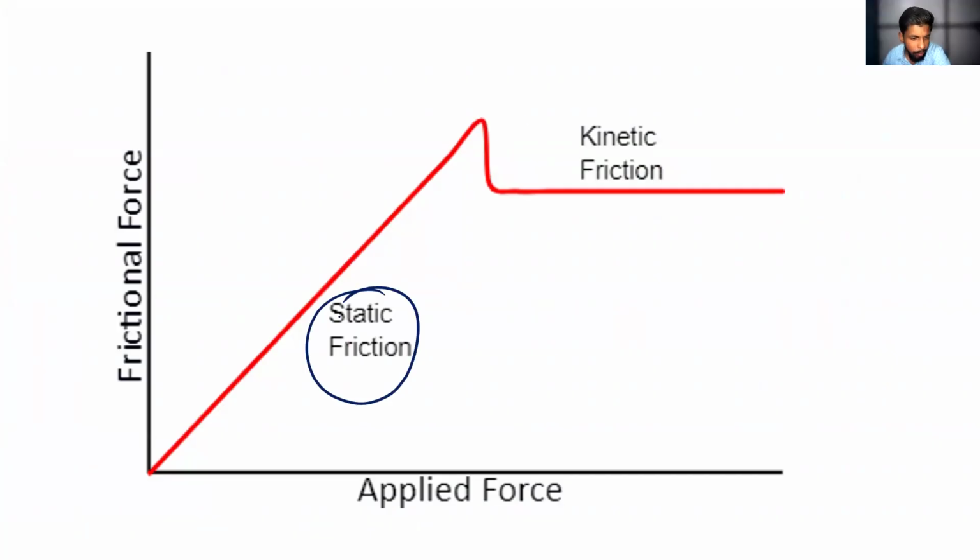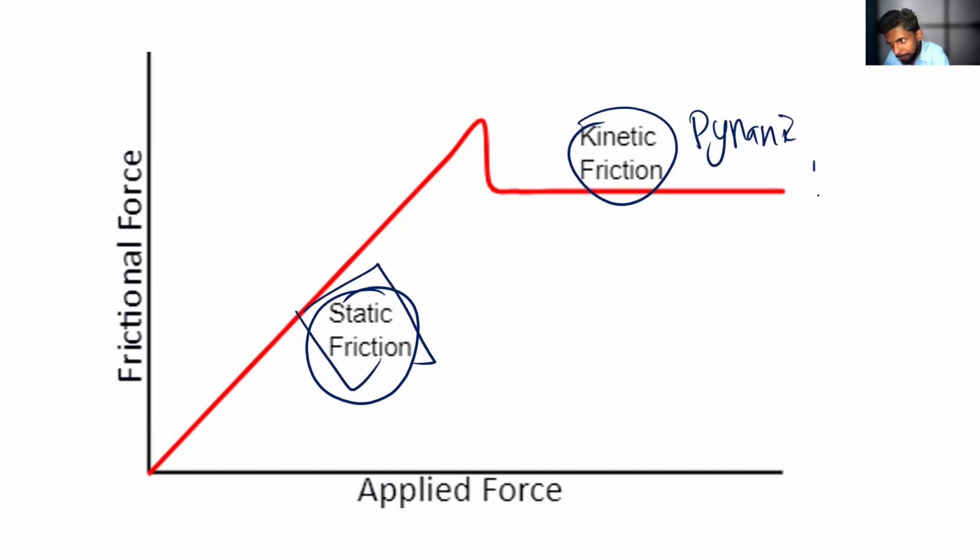Before the object starts to move, that is static frictional force. After the object starts to move, that is called dynamic frictional force. After the motion, that is dynamic. Before the motion, that is static. When it just begins to move, that is limiting frictional force.